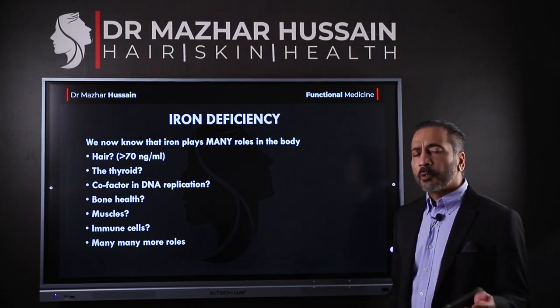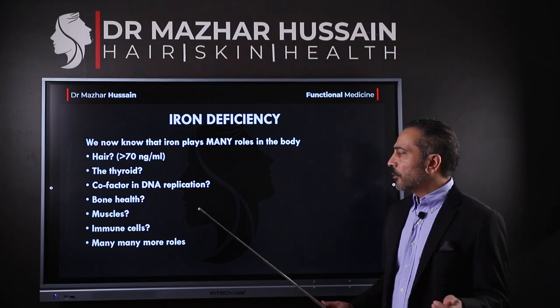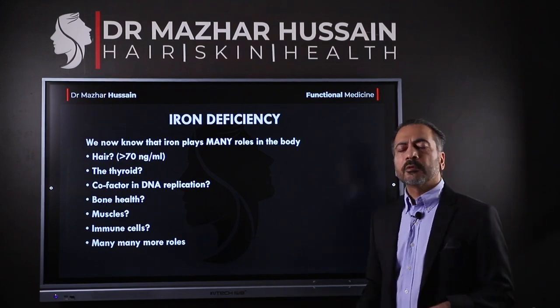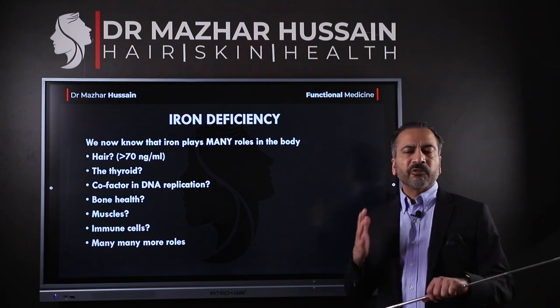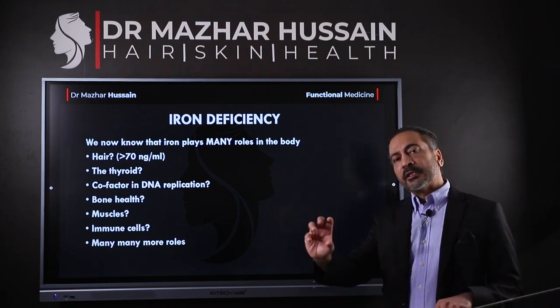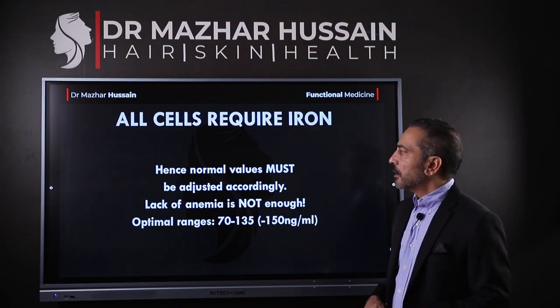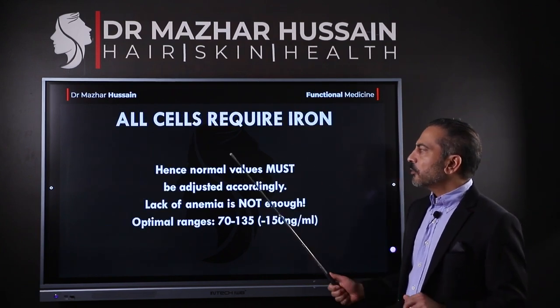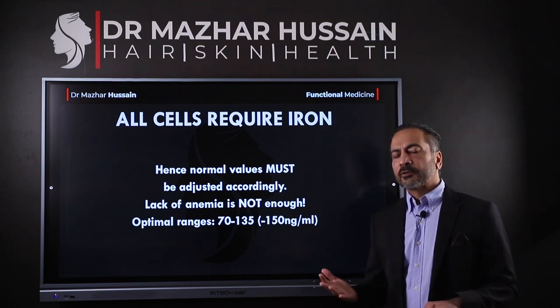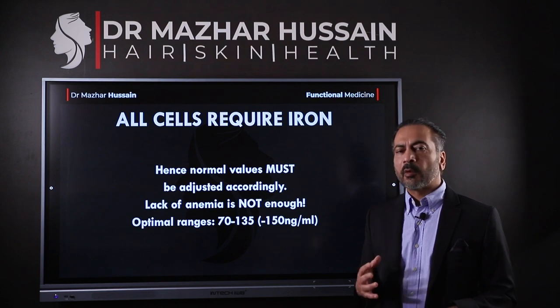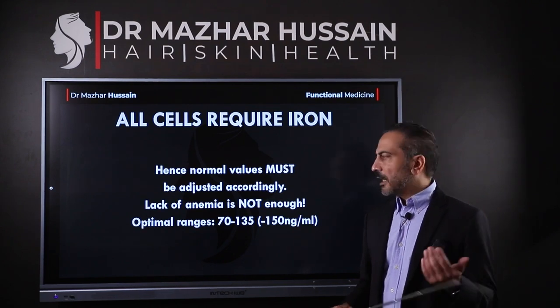We also know that iron is important as a cofactor for DNA replication. We know it's important for bone health, it's important for muscles. Why don't we consider the immune cells? Why don't we consider all the other many roles that iron plays in our body? Why do we focus on anemia, which is again one of the last things to develop if you have iron deficiency? So if we want to have normal or optimal values for iron, we have to consider all the roles that it plays in our body. It's not enough to look at anemia.